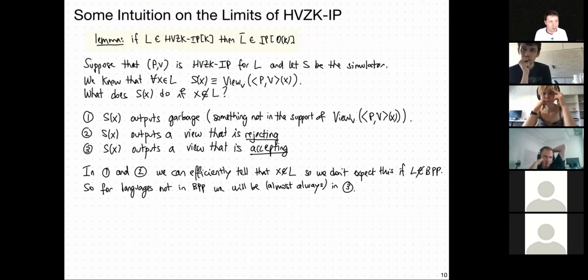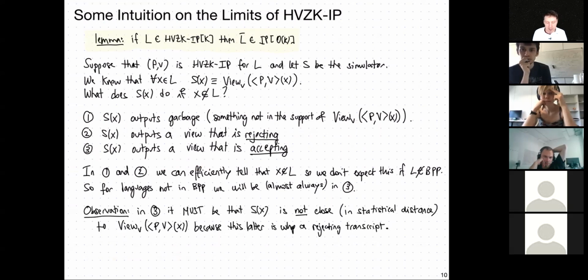So really, for interesting languages, most simulators we construct are going to fall into the third case, where the simulator does produce something that is accepting, but there's something off about it. What's off is that the distribution of the tuple must be, in some sense, statistically far from the real distribution, because the real distribution would have been rejecting by the soundness condition. So when X is in L, you have the real view that is a rejecting transcript and the simulated view, which is an accepting transcript. So they must be statistically far.